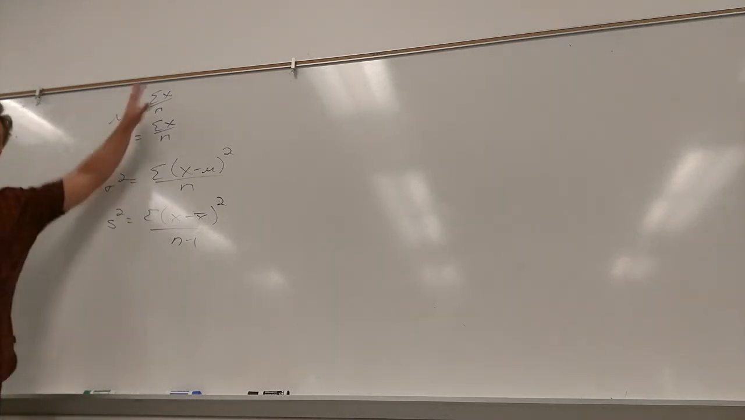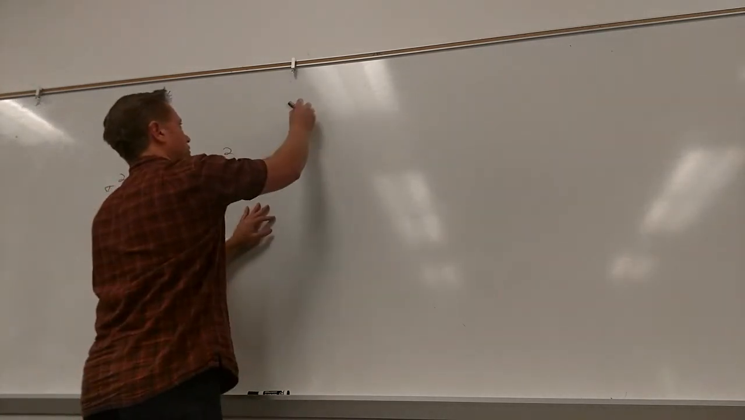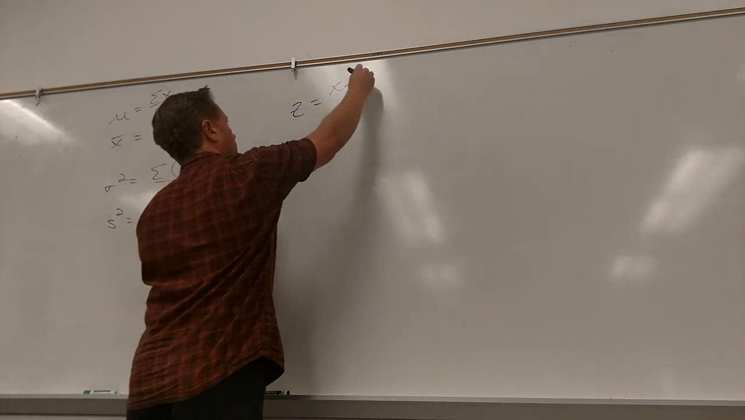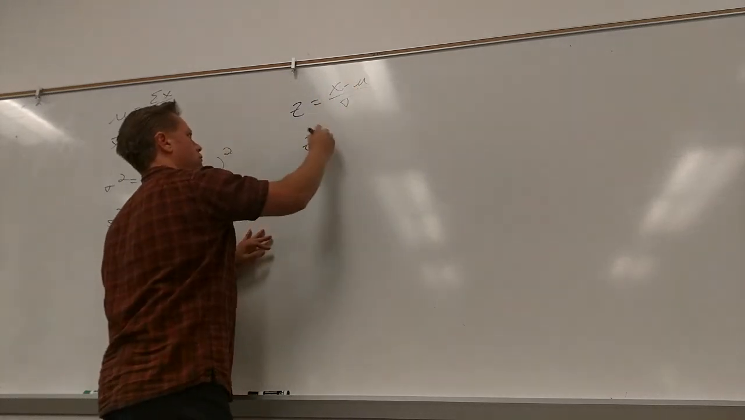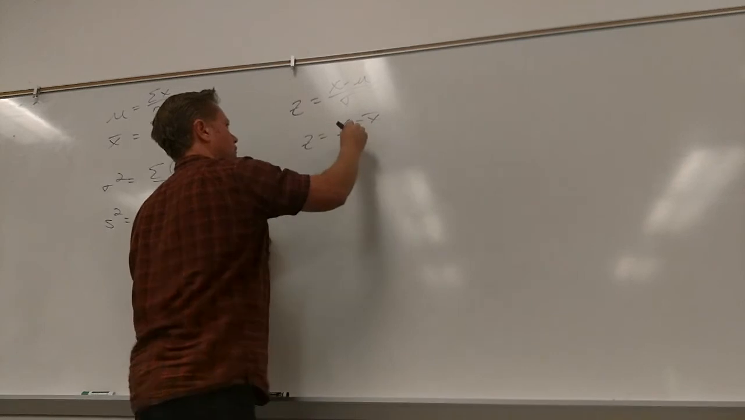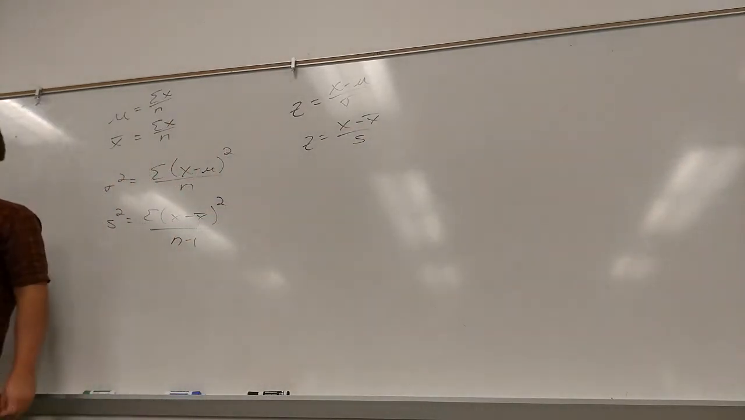I don't want to get it mixed up with what you're allowed to have. You can put a z-score formula down there. This one, you can put this one. They're really the same exact thing. Z-score doesn't care. Population, sample, what you're looking at, it's always the same.